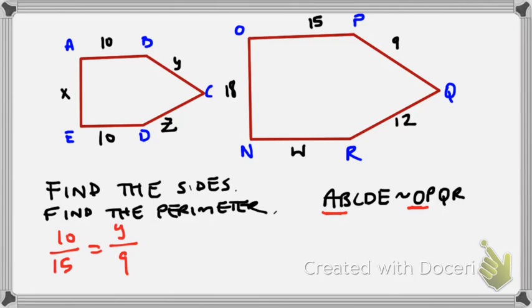If I want to figure out Y, all I have to do now is cross multiply and divide. We did that in the last section, so I'm not going to go through all the steps of setting it up. We could cross multiply and get 90, and then you end up with 90 divided by 15 equals 6. So this yields Y equals 6.